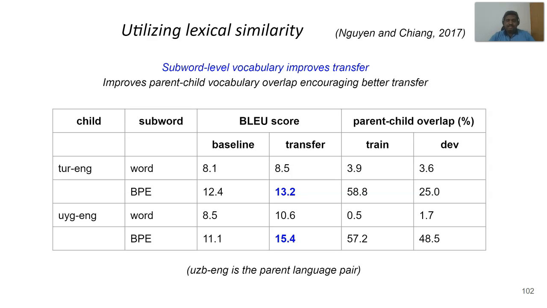And this work by Nguyen and Chiang shows that when you use Uzbek-English as a parent language, for Turkish-English and Uyghur languages, in both these cases we achieve much better transfer when using a subword level vocabulary compared to a word level vocabulary. And if you look at the parent-child overlap also, the overlap is much higher when using a subword vocabulary.